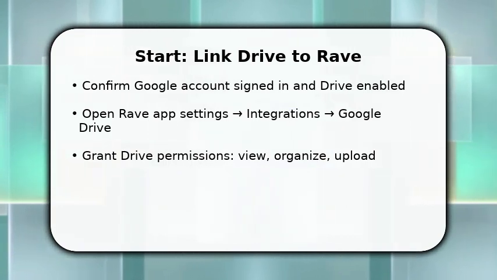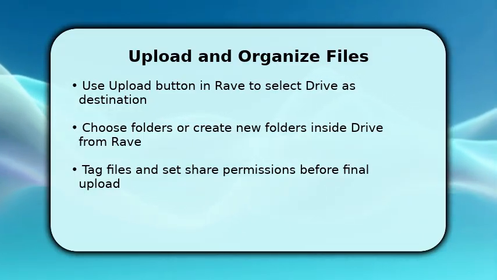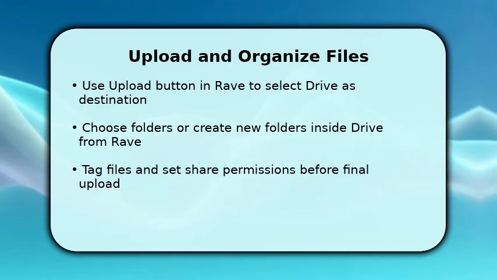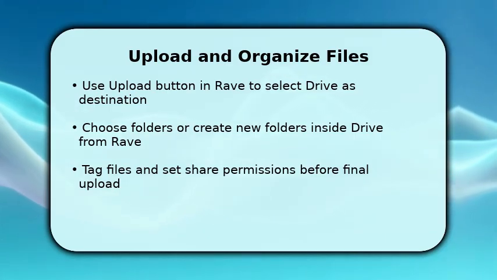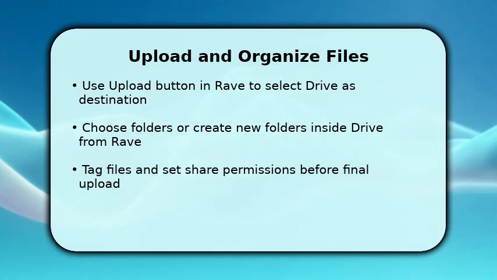You now upload content from Rave into Drive. Tap Upload, pick Google Drive as the destination, and either select an existing folder or create a new one in Drive from within Rave. When selecting files, tag them or add metadata so they remain searchable. Rave will preserve those tags when writing to Drive.